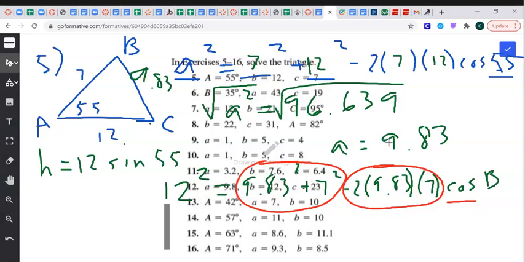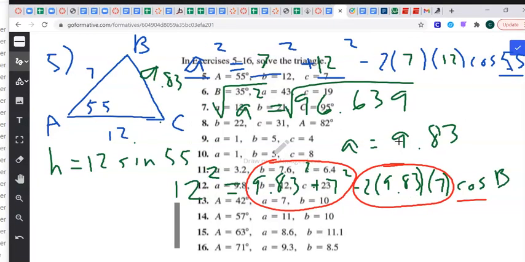Minus parenthesis 9.83 squared plus 7 squared, divided by parenthesis negative 2 times 9.83 times 7. Invert the cosine of the answer. 89.3 degrees. I knew it was going to be close to 90. 89.3 degrees. Whew.